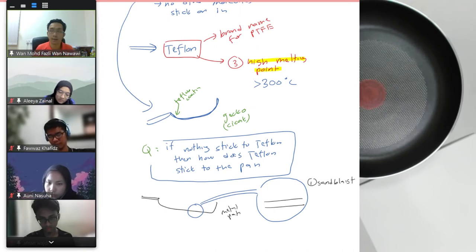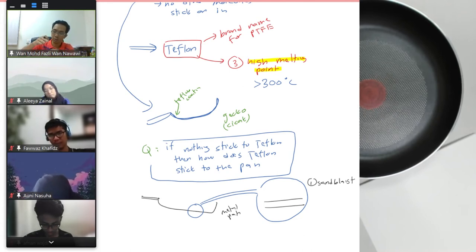Sandblast. What does it mean by sandblast? Meaning that if you have sandpaper, the kertas pasir, and you use that kertas pasir on a certain surface, you create a surface roughness. Instead of a smooth surface, now you have this sort of rough texture. You basically roughen the surface.